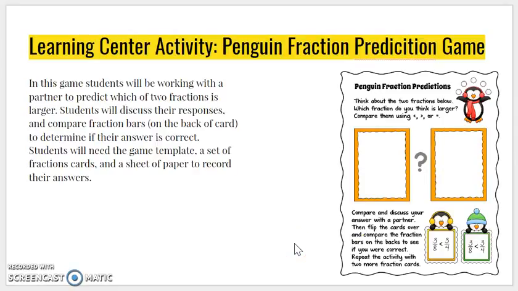So in partners, one student will place their card on the left side, and the other student will place their card on the right side, and then they have to decide which one is bigger. So they're going to compare them using the symbols, the greater than, less than, or equal to symbols.